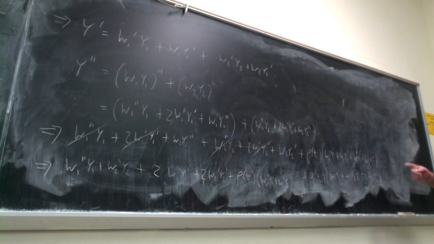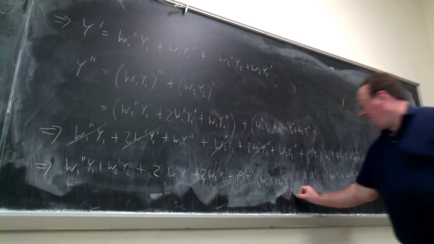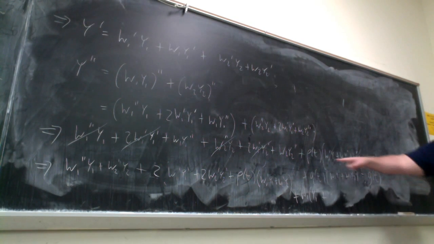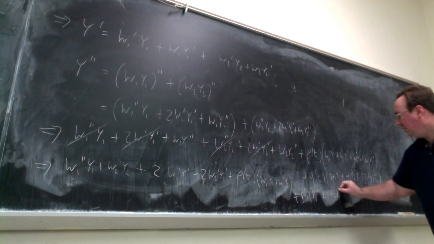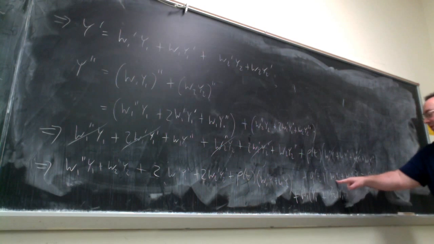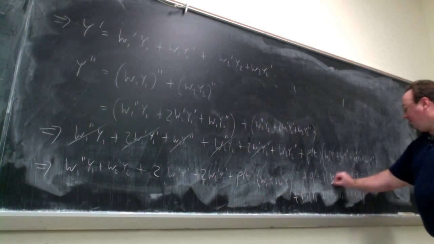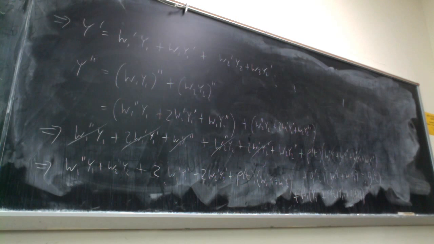I want to gather all terms that have just plain old w1, undifferentiated, in them. So that's going to be w1 times y1 double prime plus p of t y1 prime plus q of t y1. And then what's left, all terms that are not crossed out up above, have a w2 in them, undifferentiated. So I'll factor that out, and I have w2 times y2 double prime plus p of t y2 prime plus q of t y2. And that has to equal g of t.